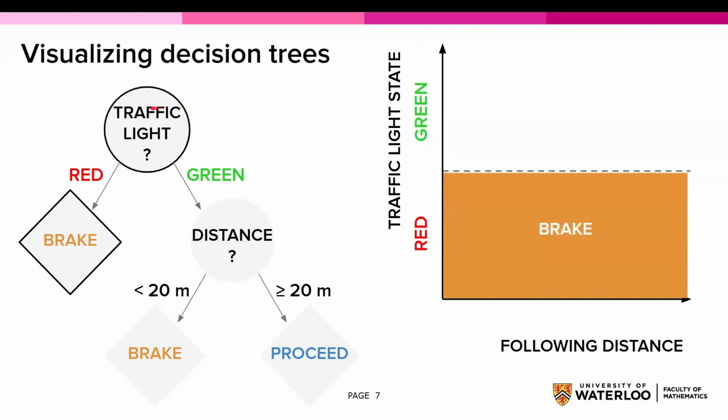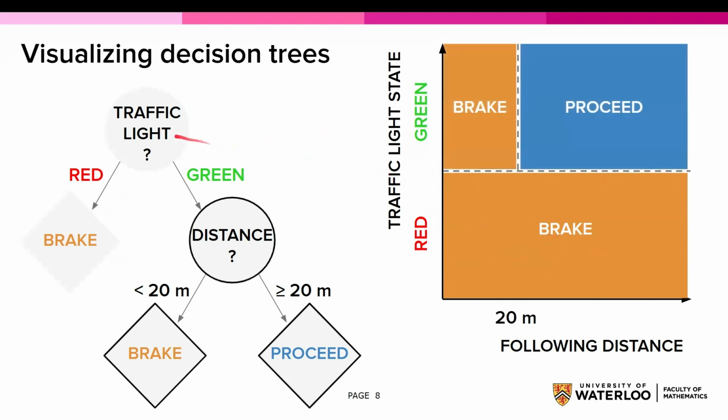The tree starts off by checking the traffic light state at the root node. If it's red, the vehicle should brake, regardless of the distance. This decision is represented by the left branch leading directly to the brake leaf. So we automatically know that for this entire region of state space, when the traffic light state is red, the decision is to brake.